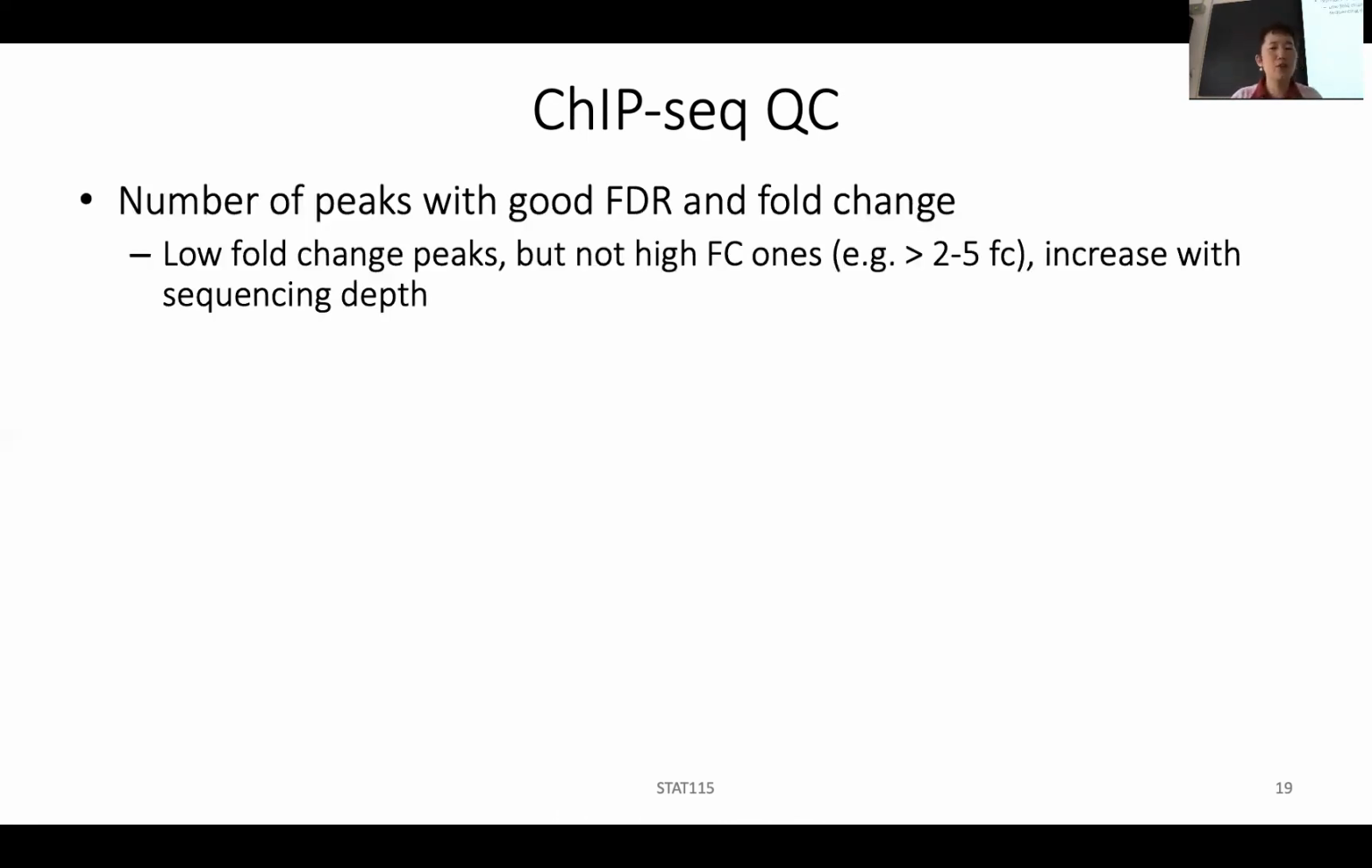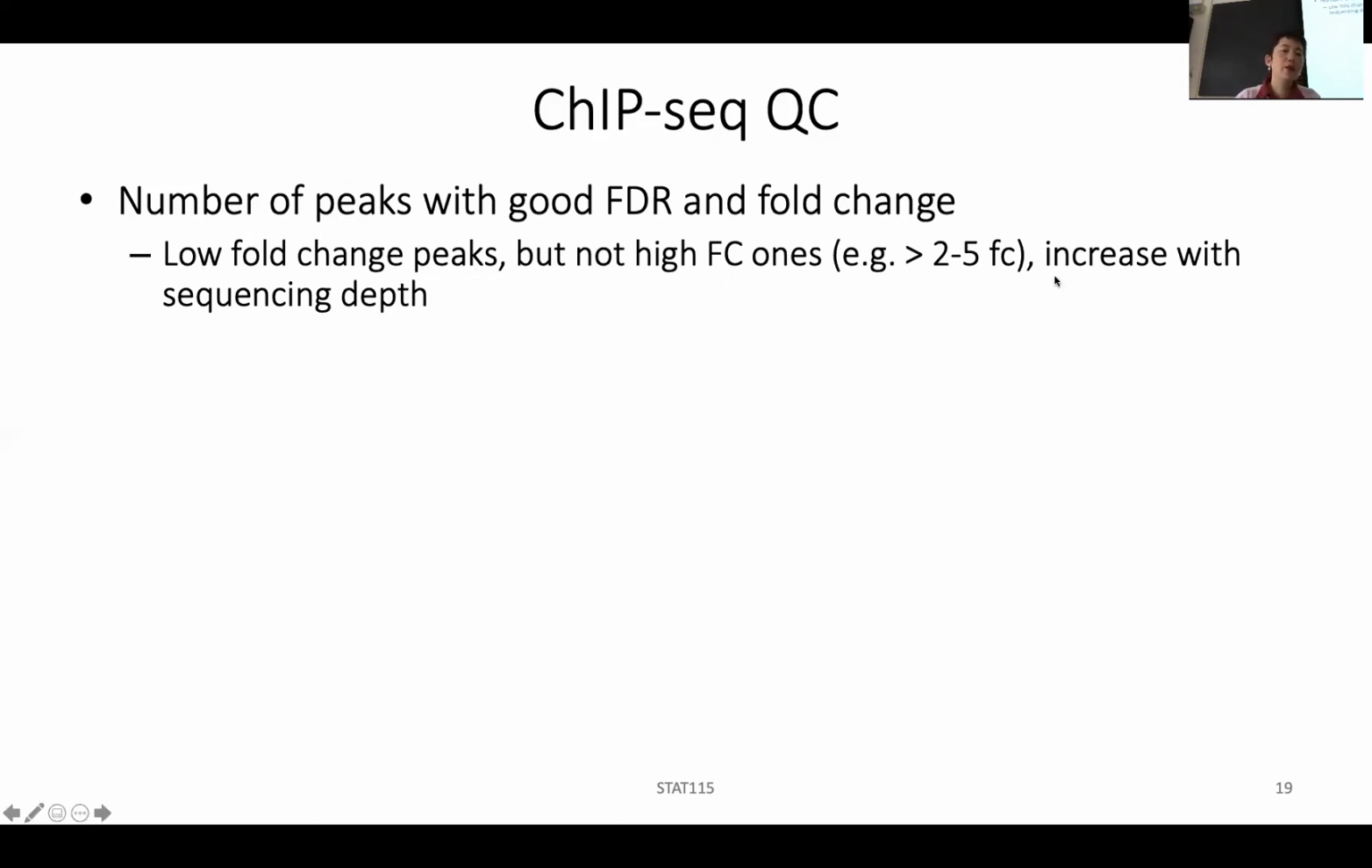So another useful QC is the number of peaks with good FDR and the fold change. We usually cut off by fold change of either 2 or 5. With 5 you will be pretty confident. With 2, I think in the early days you could do 2. But nowadays, when people are sequencing a lot, you can use 5-fold.